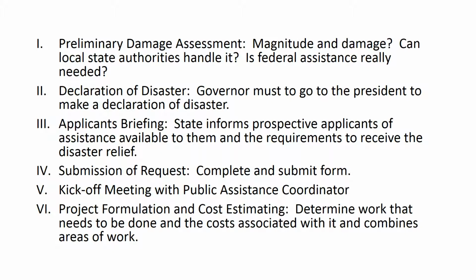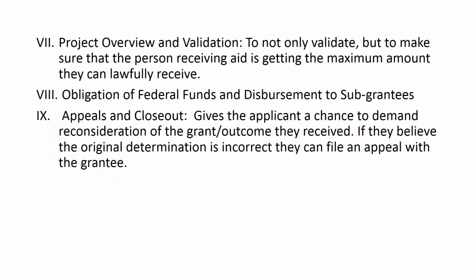Project overview and validation. This not only validates, but makes sure that the person receiving the aid is receiving the optimum amount that they can receive. Obligation of federal funds and disbursement to sub-grantees. By obligation, they mean FEMA's responsibility to approve projects and to make sure that the grantees are aware of the amount. Appeals and closeout.